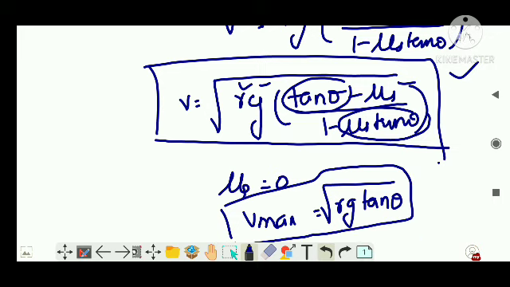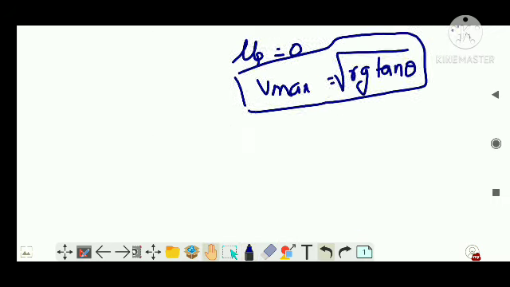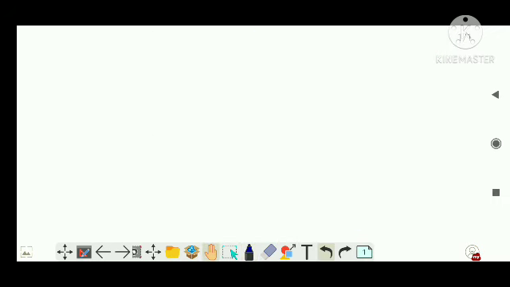Clear? This is the only theory which was pending from your laws of motion. You have to mug up the derivation. I'm sorry I missed out the g inside it, it was carelessness from my side. Okay, clear? Now we'll move to the next new chapter, which is work, energy and power.